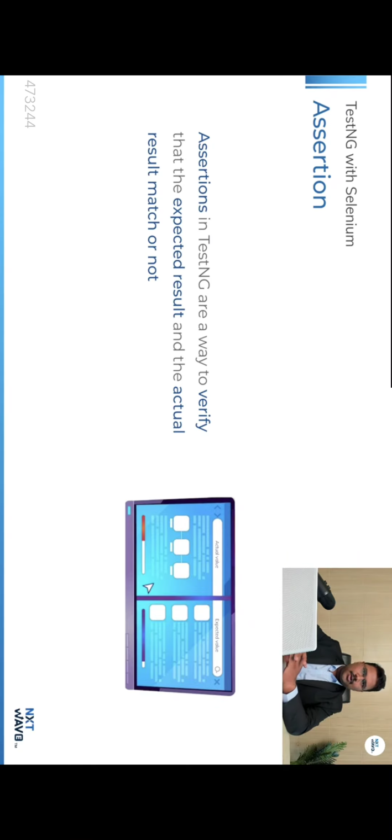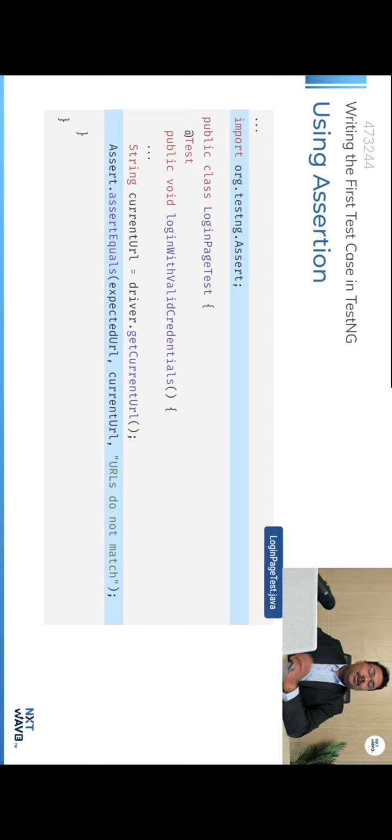Okay, and during a test execution, when the code faces an assertion, it will basically check if the specified condition is true or not. If the condition is true, the test continues execution. If the condition is false, the assertion fails and the test execution is stopped. Pretty straightforward, right?